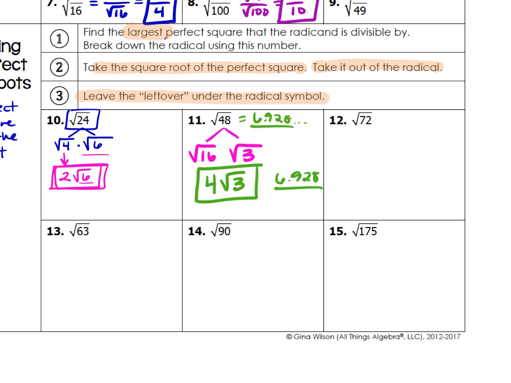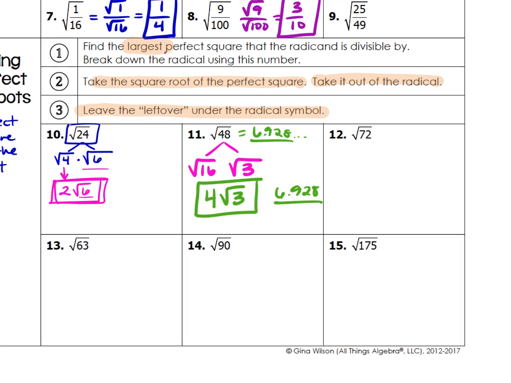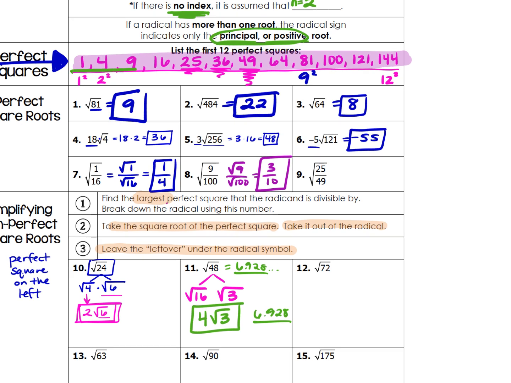Yasleen. Where did the 16 come from? The 16 came from this list up here. I was looking at what are my perfect squares? Which one of those is 48 divisible by? So 48 is divisible by 4, but that's not the biggest one that it's divisible by. So you want to find the biggest one from this list that 48 is divisible by. So you go 48 divided by 36, 48 divided by 25, 48 divided by 16 until you get a whole number answer. Okay?